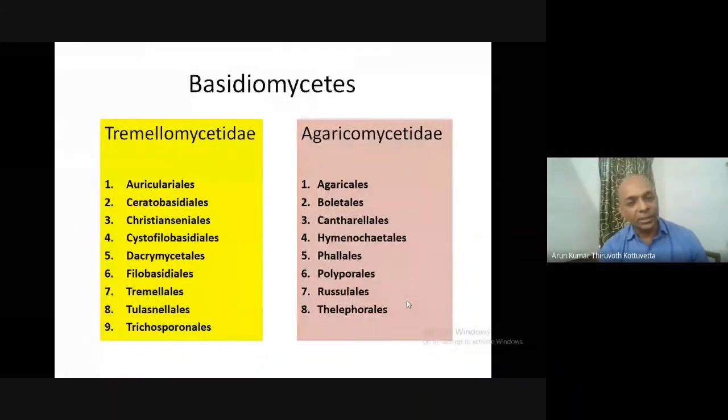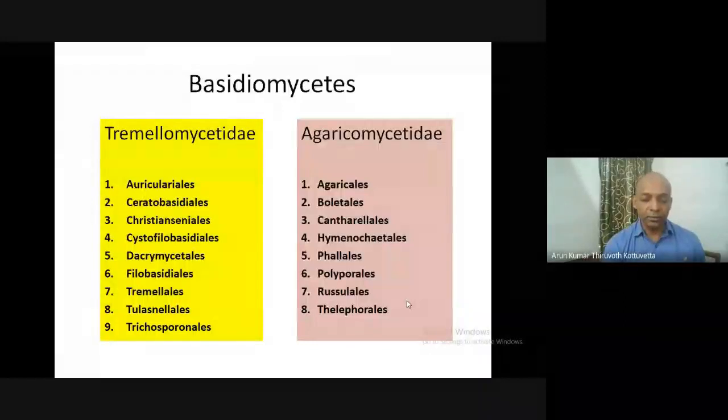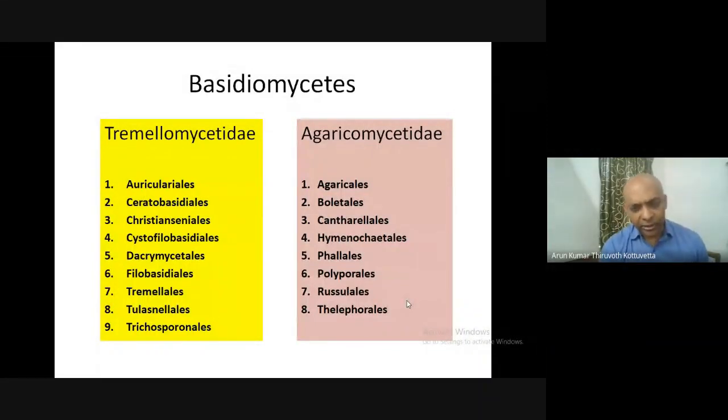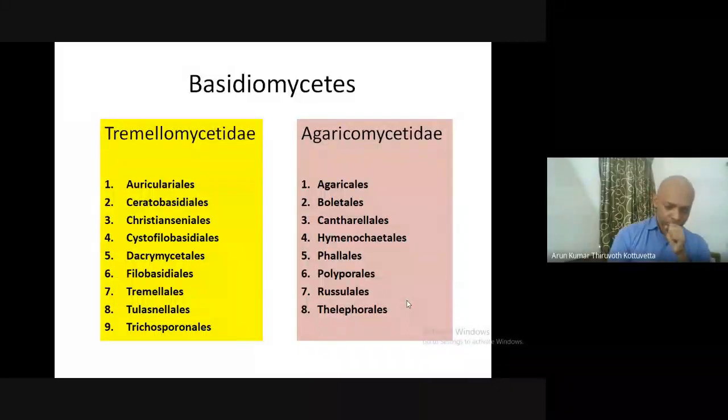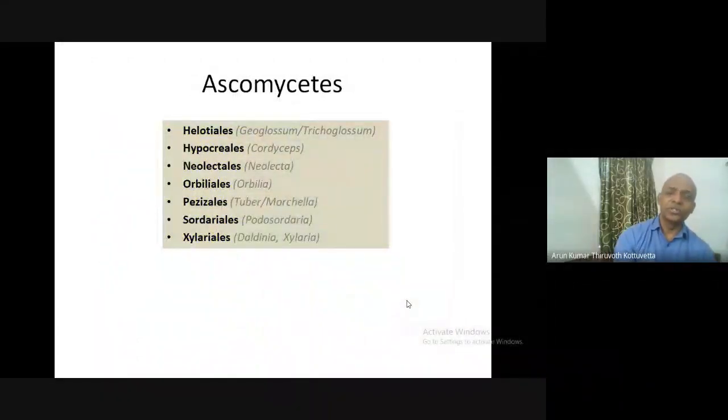Again, there is another major subclass, the Tremellomycetidae, which usually tend to produce many of the jelly fungal structures, and many of the basidiomycoton yeast species are included in this Tremellomycetidae. So these are the basidiomycete members which produce mushroom fruiting bodies. And there are also some ascomycete members which tend to produce macromycetes, or mushroom-shaped structures. We can call them macromycetes, fruit bodies.